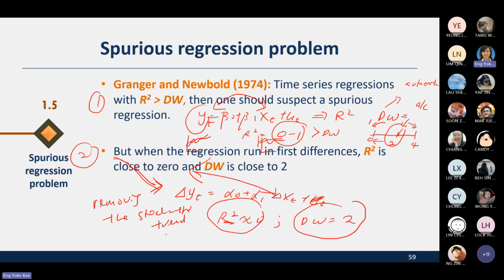Okay. Close to 0 means what? The model doesn't explain the Y. What model is this? The model referring to your right-hand side variable. What right-hand side variable are you looking at? X variable. So the change in X doesn't really explain much of the change in Y, which is making sense, right? So in this case, this is what we call spurious regression problem. And these are the indirect ways for you to check this spurious regression problem.